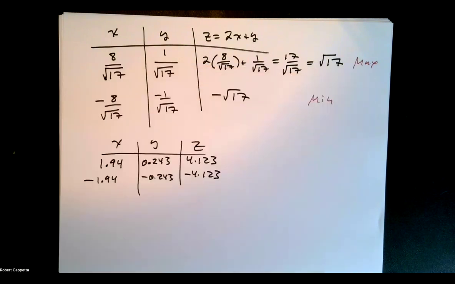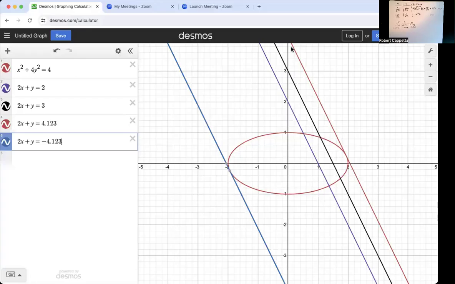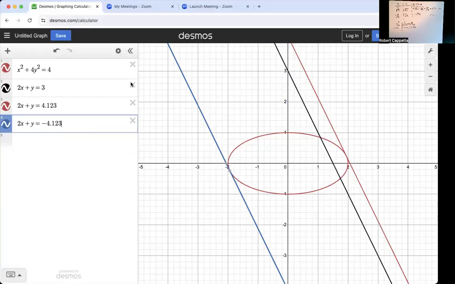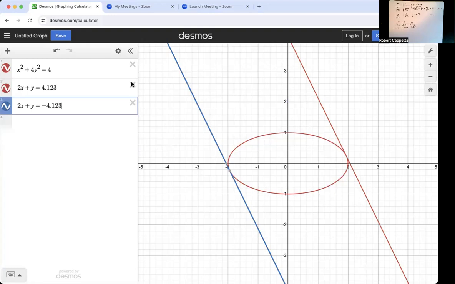We can also take a look at our graph to show that 2x plus y equals 4.123 and negative 4.123 indeed were the points of tangency. So the maximum possible value we're ever going to get for 2x plus y will be positive 4.123, hitting 1 point there, and negative 4.123 hitting that point there.